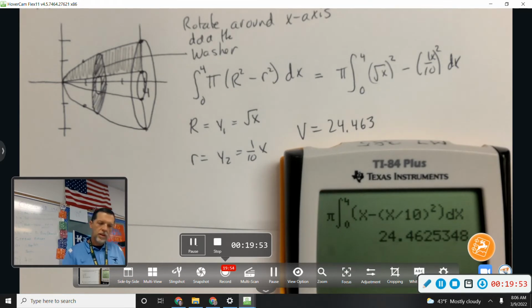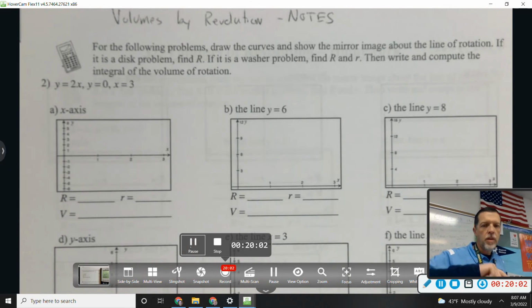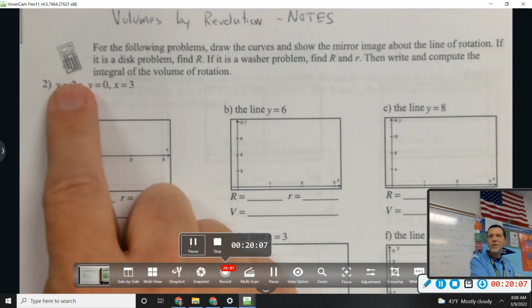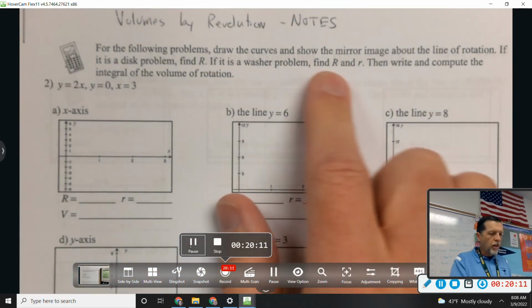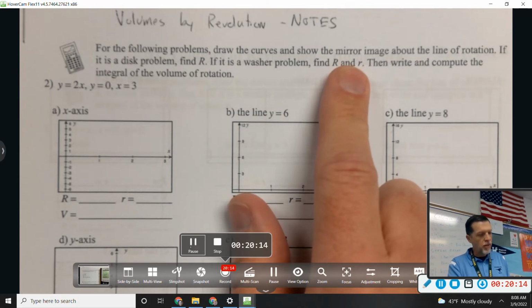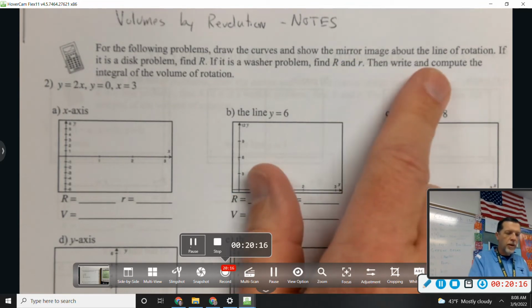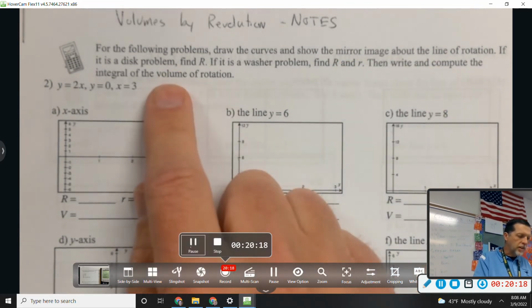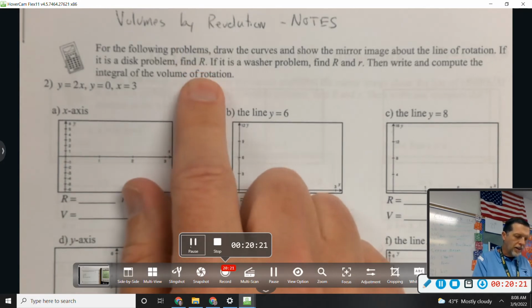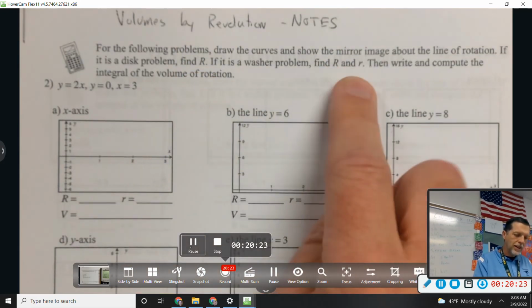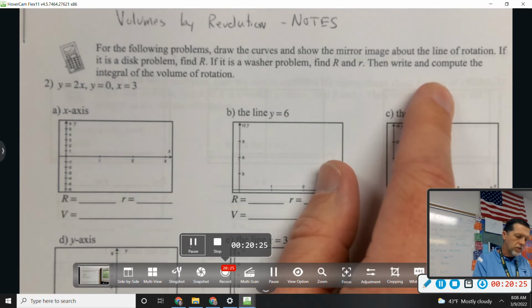All right. I kind of like this unit because I like drawing all the pictures, but that's just me. So we'll do some of these together. The little calculator up there indicates that you can use your calculator. For the following problems, draw the curves, show the mirror image, so that matches the hints that we were talking about, the mirror image about the line of rotation. If it is a disk problem, find big R. If it's a washer problem, find big R and little r. Then write and compute the integral of the volume of rotation.